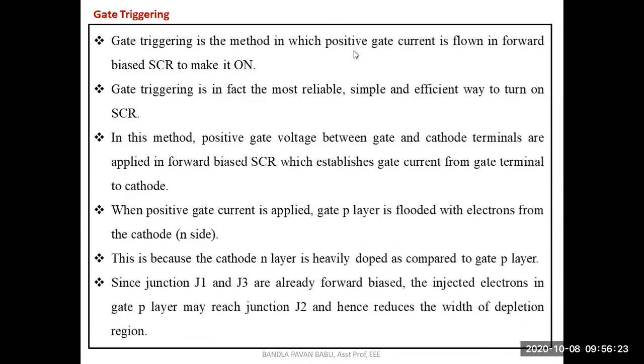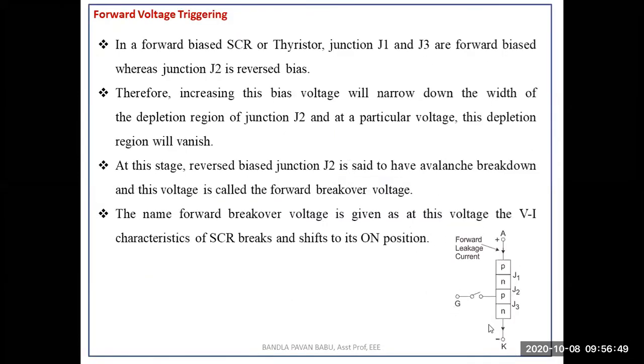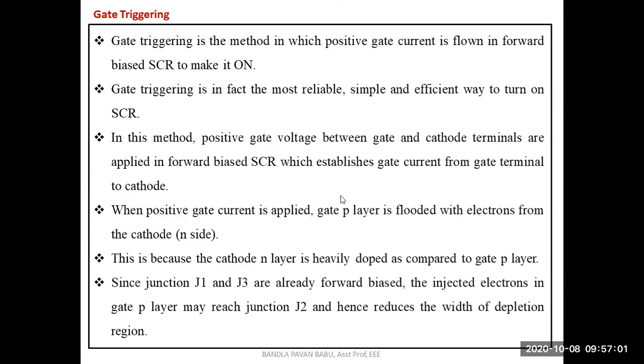The positive gate current is made to flow in the forward biased SCR to make it turn on. So let's see how it turns on and what its behavior is. It is the most reliable, simple and efficient method for the SCR. In this method, a positive gate voltage is applied between the gate and cathode. Earlier we saw the basic circuit, you can refer to that. We are using an external supply between the gate and cathode so that a gate current is applied at the gate terminal.